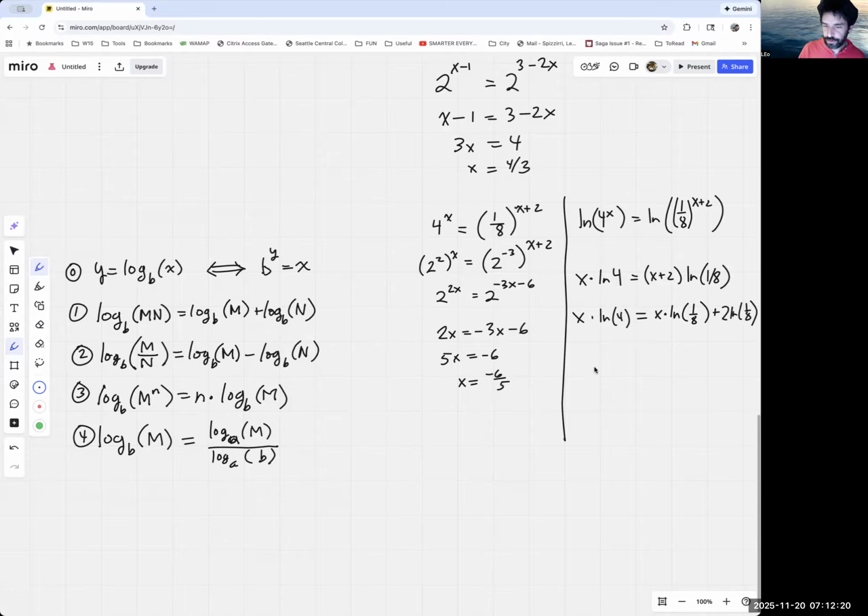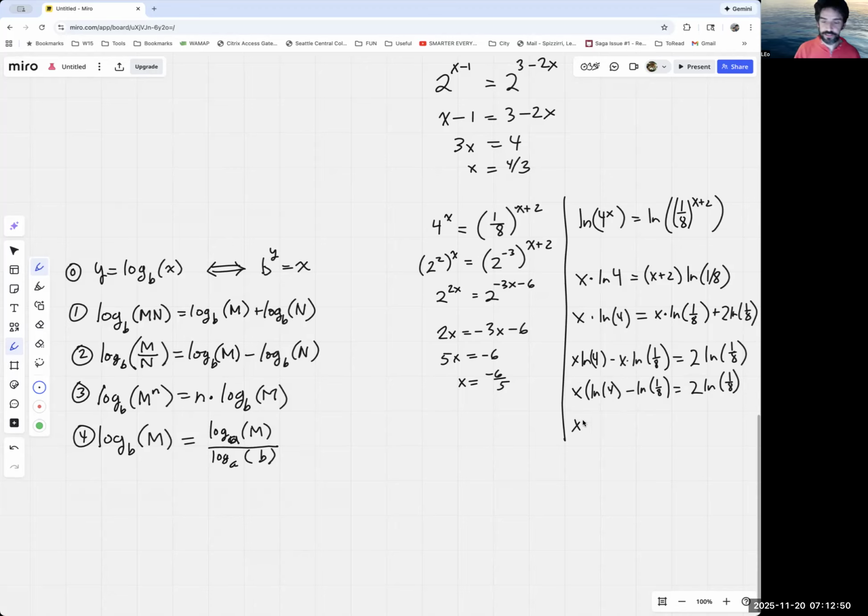I'll subtract the terms with x's in them, so I get x natural log of 4 minus x natural log of 1/8 equals 2 natural log of 1/8. Factor out the x, so I have natural log of 4 minus natural log of 1/8 equals 2 natural log of 1/8. And I can divide, but actually let's first just combine this using one of our properties.